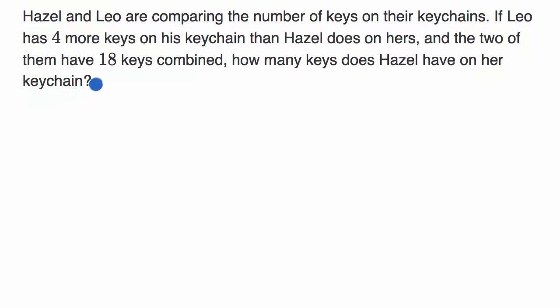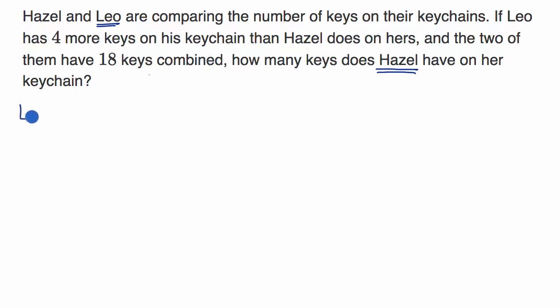So there are 2 things that we don't know here. We don't know how many keys Hazel has on her keychain, and that's what they're asking us for. But we also don't know how many keys Leo has on his keychain. And they give us 2 pieces of information. Leo has 4 more keys on his keychain than Hazel, and the two of them have 18 keys combined. So it feels like we can set up 2 equations with 2 unknowns.